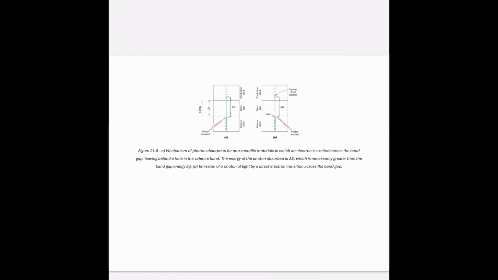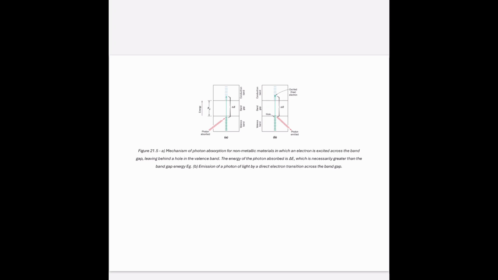We got a couple more schematics to look at. So in the first one on the left, diagram A, it shows the mechanism of photon absorption for non-metallic materials, in which an electron is excited across the band gap, leaving behind a hole in the valence band. The energy of the photon absorbed is delta E, which is necessarily greater than the band gap energy. So this looks similar to the last diagram, except instead of having our Fermi energy line, we have a band gap. So the electrons are moving further to cross the band gap once they get excited.